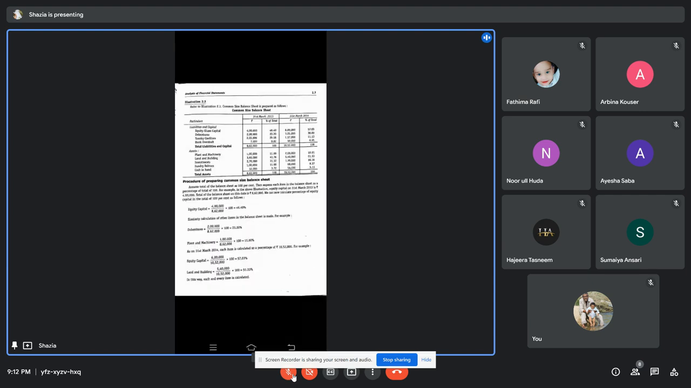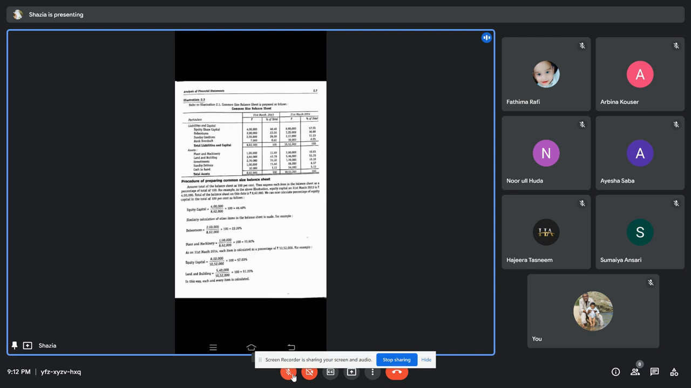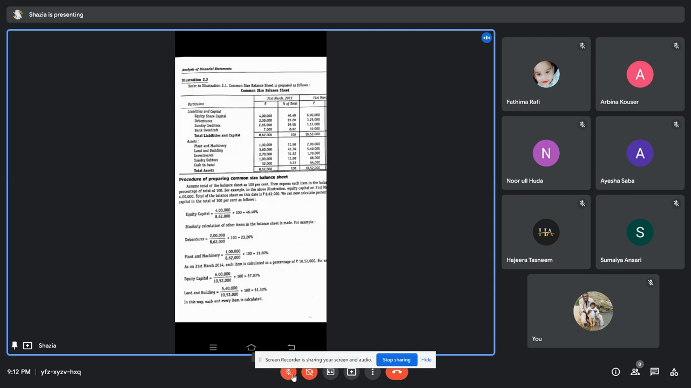Now what is the equity capital here? 6 lakh divided by 10,52,000 into 100 is 57.0. So this way you have to calculate. Then next you can take the next liability.